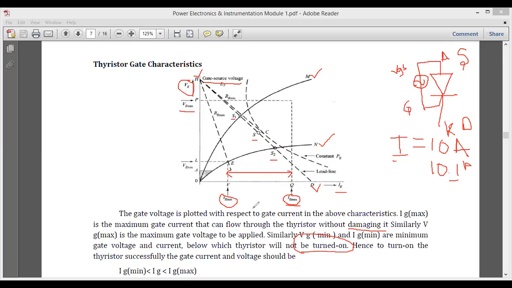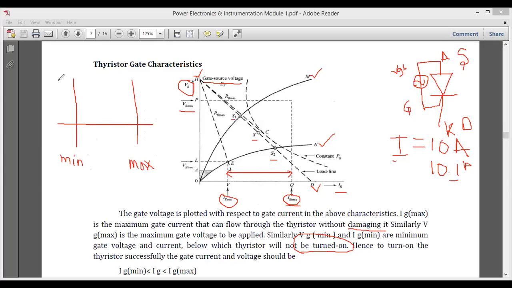I will just quote one example here. Just look at this line. This is one line and this is another line. The first line I call the minimum, and the second line is your maximum.